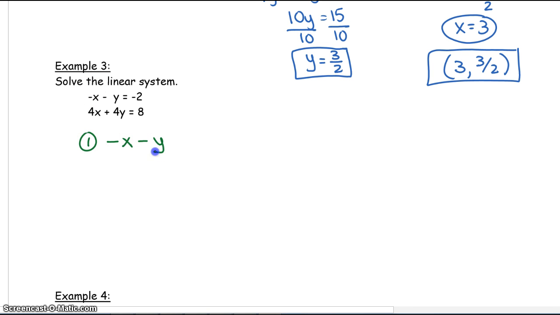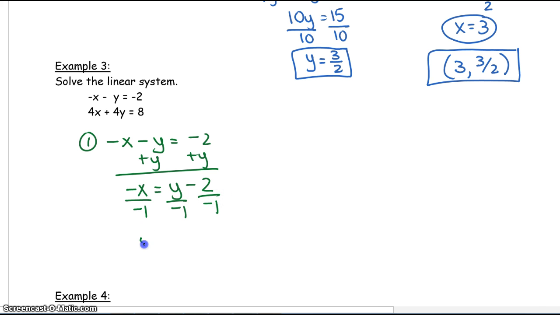Negative X minus Y equals negative 2. And I'm going to get X by itself. So I'm going to add the Y to the other side. We get negative X equals Y minus 2. Divide by negative 1 on each term. And X equals negative Y plus 2. So we got the first part.